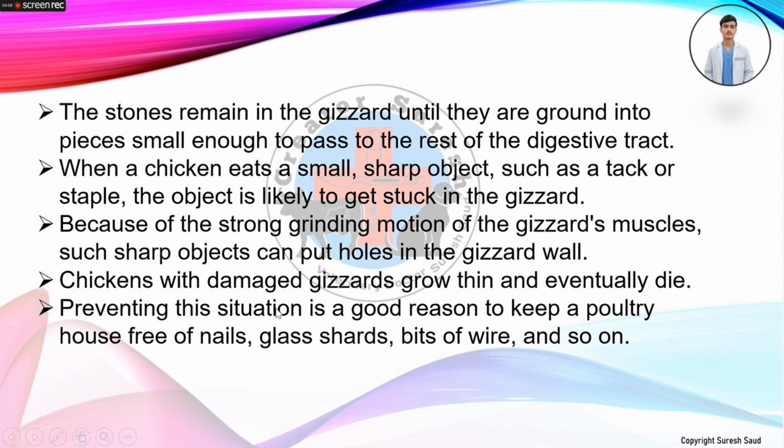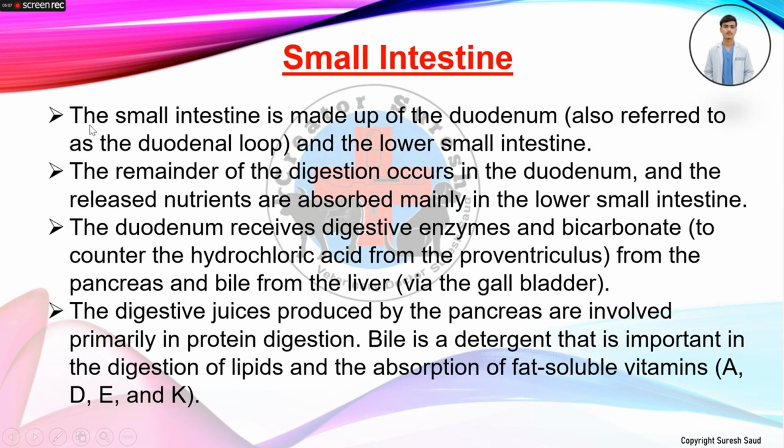Preventing this situation is a good reason to keep a poultry house free of nails, glass shards, bits of wire, and so on. Small intestine. The small intestine is made up of the duodenum, also referred to as the duodenal loop, and the lower small intestine. The remainder of the digestion occurs in the duodenum, and the released nutrients are absorbed mainly in the lower small intestine.